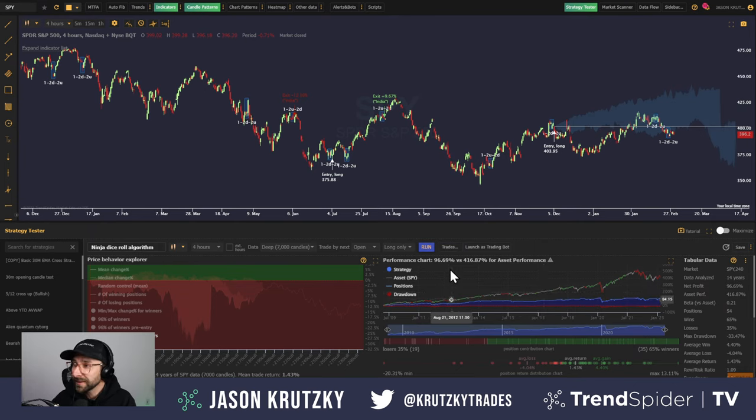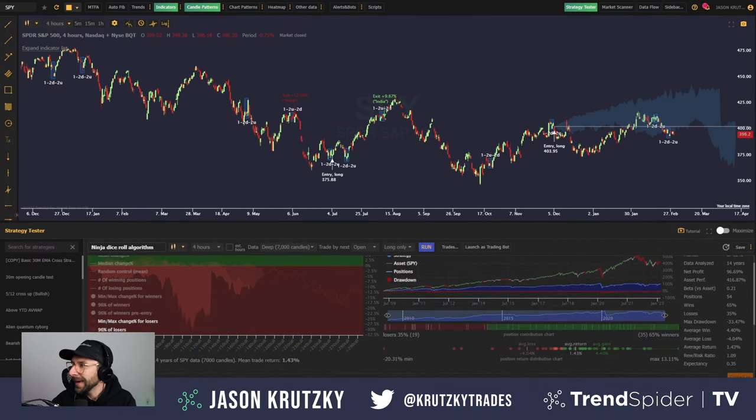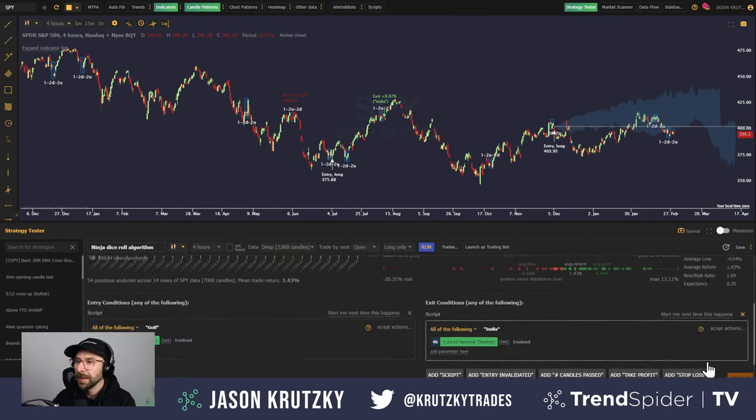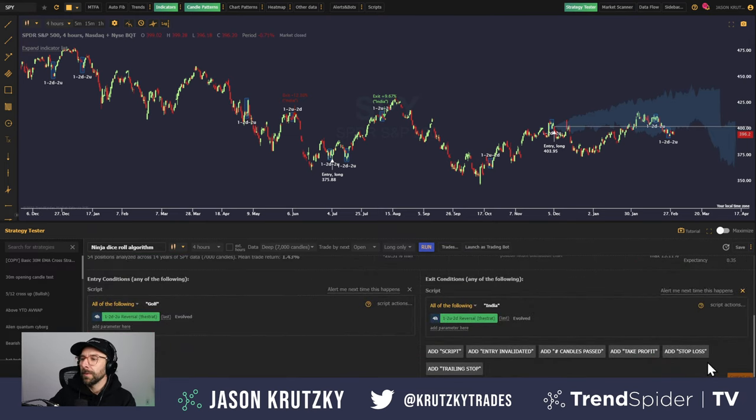And all things considered, you got 100% gain against the asset gaining 416% over the same period of time. And you have no-go highlighting. This is actually a pretty clean little strategy. How do we make it better? This might be difficult for folks who don't know the strat. And if you don't know the strat, that's okay. You can learn it some other time, or you can just kind of guess. I wanted to use specific strat patterns as other options.